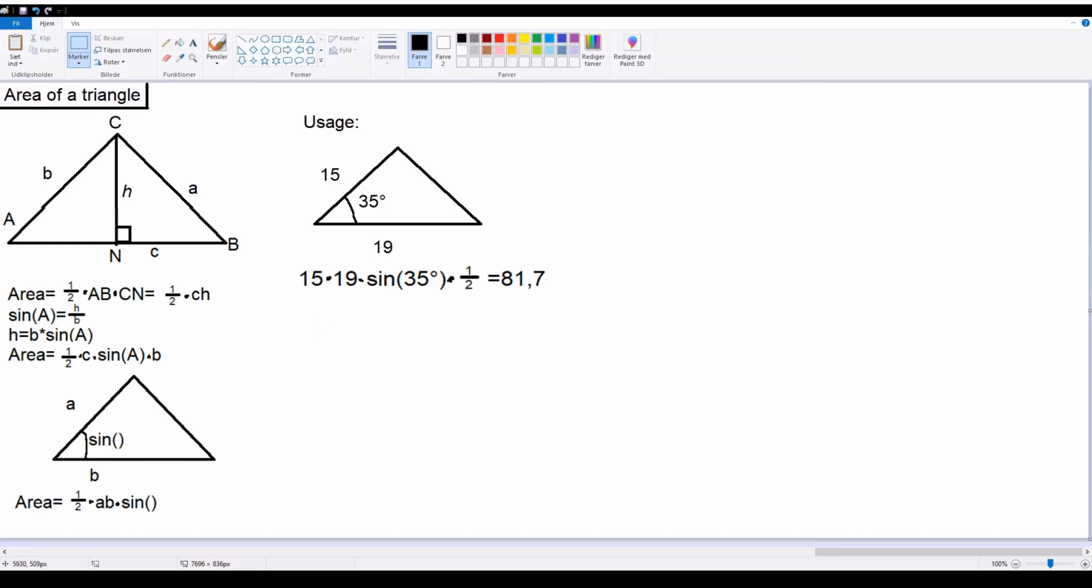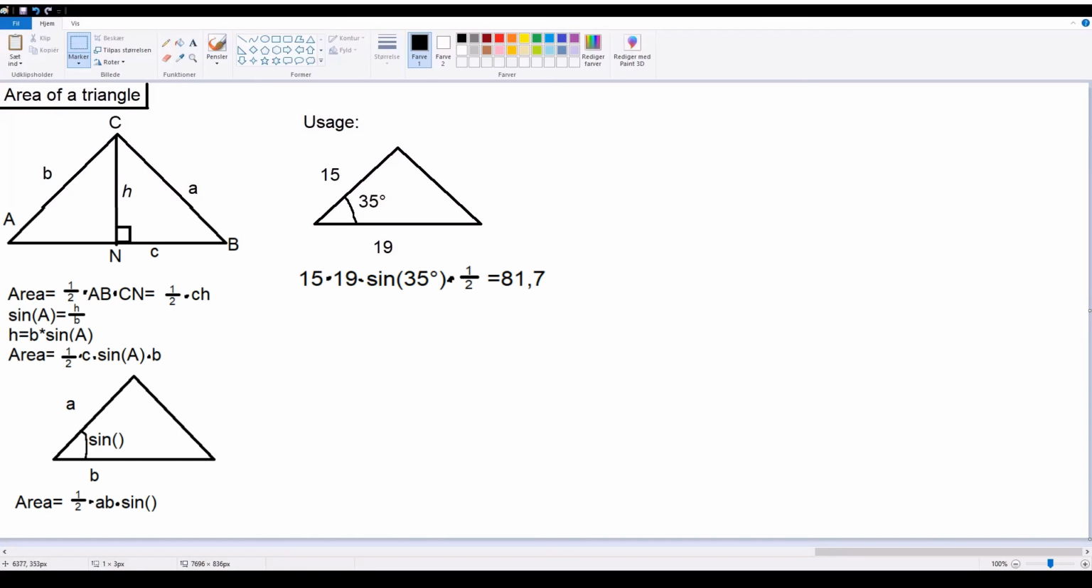So to simplify it a bit, the area of a triangle is equal to a half times the 2 adjacent sides to each other, times the sine of whatever angle is in between those 2 sides. So, for an example of how you would use it, a triangle has been drawn here. You have one line here which is 15 units long, and a line here which is 19 units long, and in between you have an angle of 35 degrees.